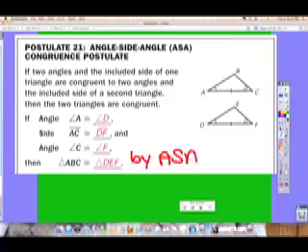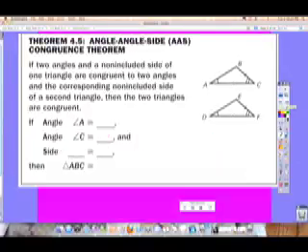Okay, moving on. Angle, angle, side. Now look at this picture. Look at the placement of this side. It's on the outside of the angles. Do you see that? Be careful. It totally matters where that side is.